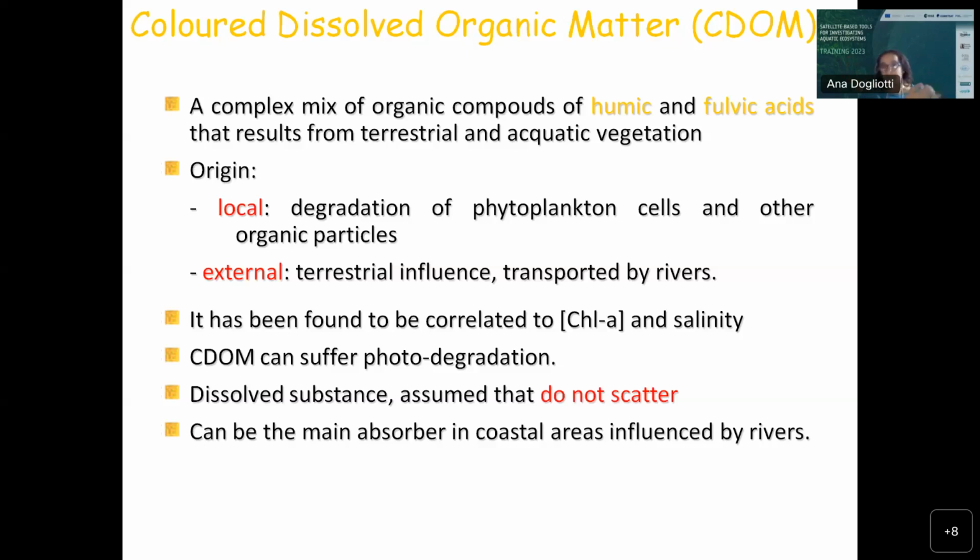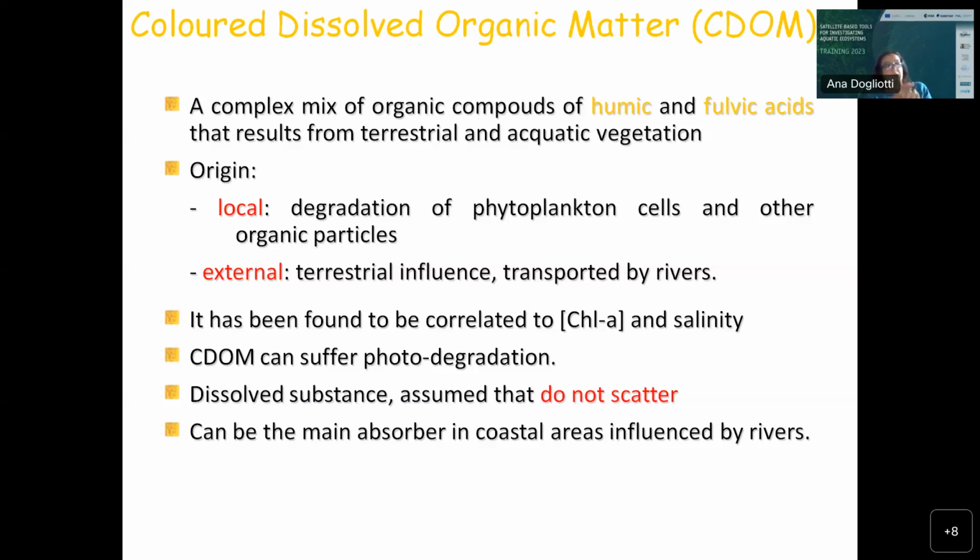As I mentioned, the waters coming from the river will usually have CDOM that comes from all the basin that has been draining the water. In some cases, it has been found to be correlated to chlorophyll-a, and in other cases to salinity, for example if it comes mainly from rivers. So it depends on the place of the basin.